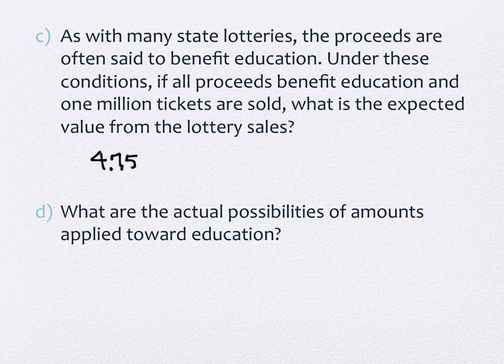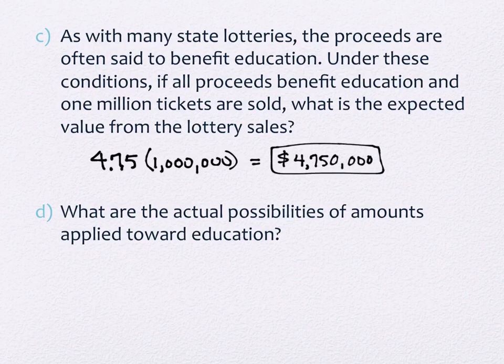The person loses $4.75 for every ticket. The lottery gains $4.75 for every ticket. And this is saying that they sell 1 million tickets. So how much money is this if we multiply this out? 4.75 million. Yeah, it's 4.75 million or 4,750,000. Okay, so they're going to have an additional 4.7 million.